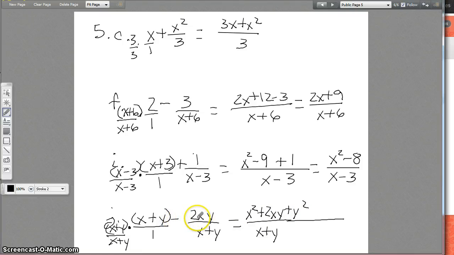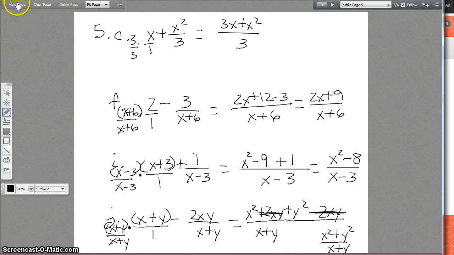Okay, then we need to subtract this 2xy, minus 2xy. So this plus 2xy and the minus 2xy, those cancel out, because those will add to 0. And so what we end up with is x squared plus y squared over x plus y. Okay, so that was number 5. It's just like number 11 that was assigned as homework. And remember, you have to put your fraction in simplest terms at the end.